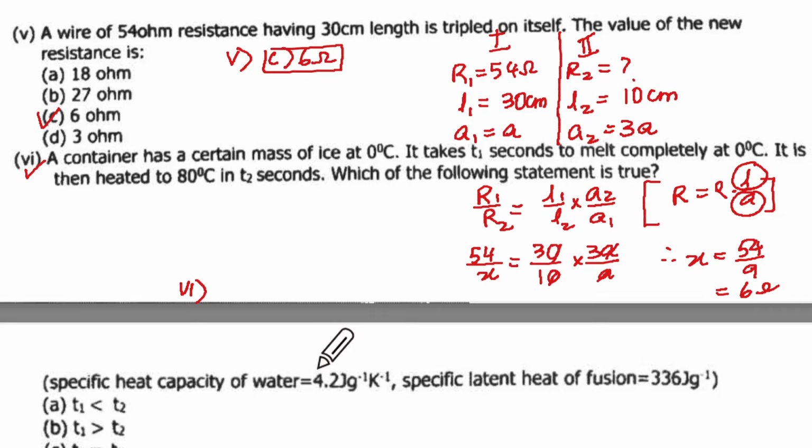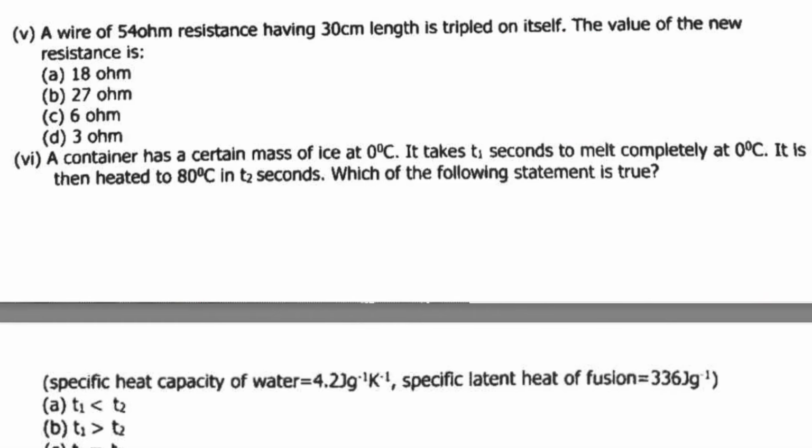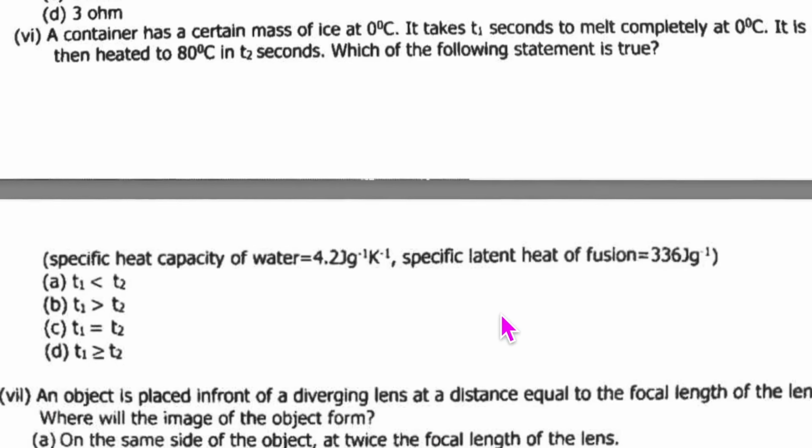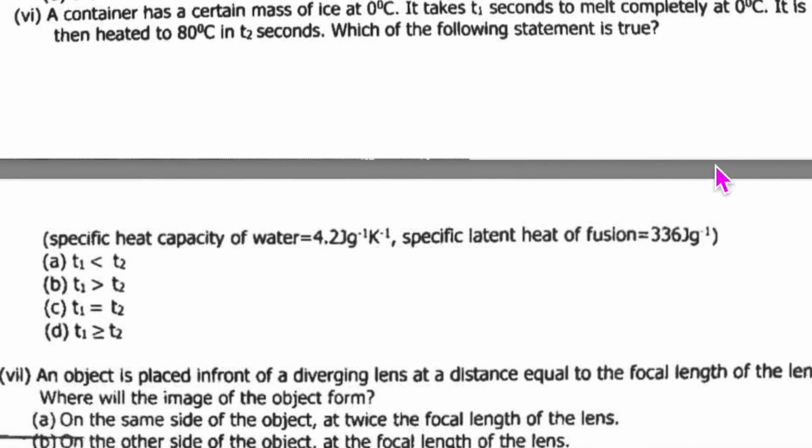A container has certain mass of ice at 0 degrees Celsius. It takes T1 seconds to melt completely at 0 degrees Celsius. It is then heated to 80 degrees Celsius in T2 seconds. Which of the following statements is true? Specific heat capacity of water is 4.2 joule per gram per Kelvin. Specific latent heat of fusion is 336 joule per gram.